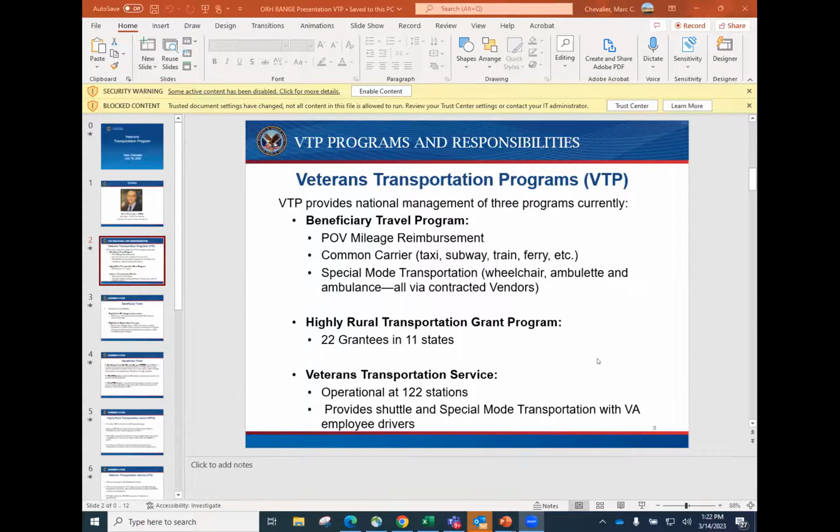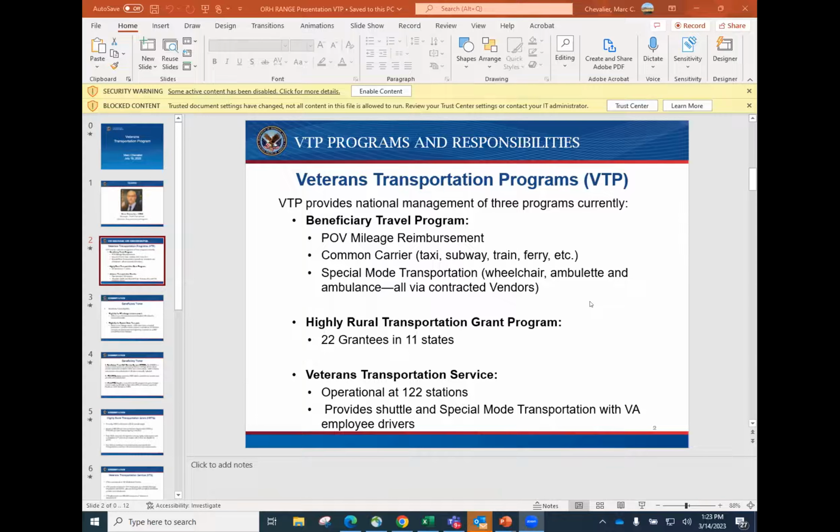Okay, we're going to run through the program that we have here with the VA and Veteran Transportation Program. We actually manage 3 business lines, and it's important to understand this because the mobility managers that we have located at each of the 142 VA medical centers across the nation, including Alaska, Hawaii, and Puerto Rico, are responsible for managing all 3 of these programs, and soon a 4th program, a rideshare program. But for now, they're responsible for these 3.